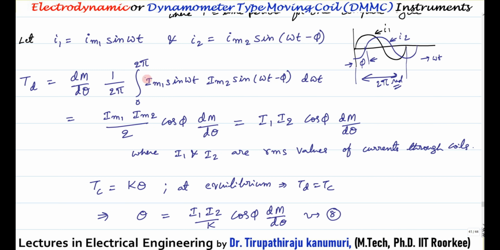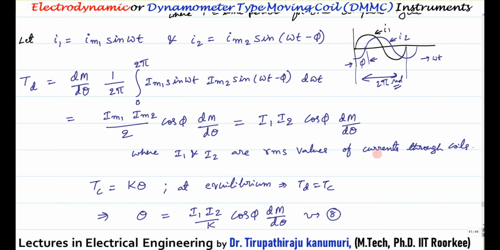When you do the integration, as you already know how to calculate this, I am directly writing the equation. This will become equal to I maximum 1 into I maximum 2 divided by 2, into cos phi into dm by d theta. I can separate this as I maximum 1 by root 2, and this as I maximum 2 by root 2. I maximum by root 2 is nothing but the RMS value. So I can write this as I RMS 1 into I RMS 2 into cos phi into dm by d theta. Here I1, I2 are nothing but the RMS values of the current.